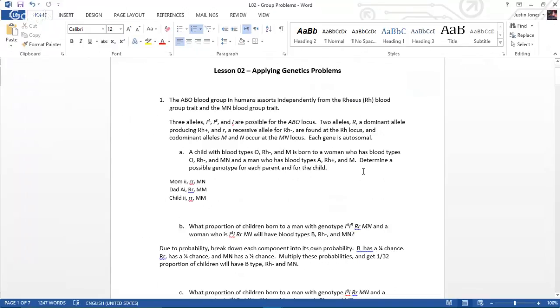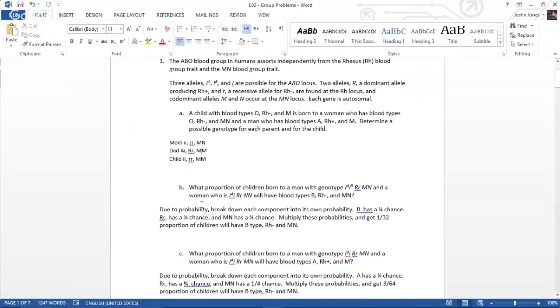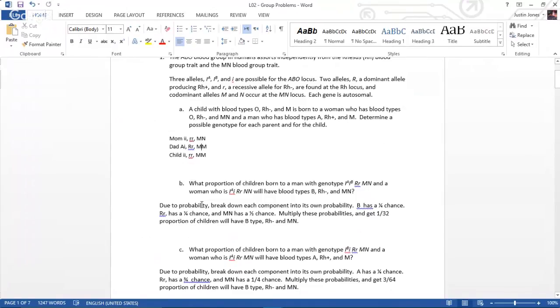And for the MN locus, we see that the child has an M, and the dad has an MN. So we can type that in, or sorry, the mom has the MN, and the dad also has an M. So we don't really know, we just know that then it's going to be MM for both the child and dad because they don't have the N carrier in there involved.